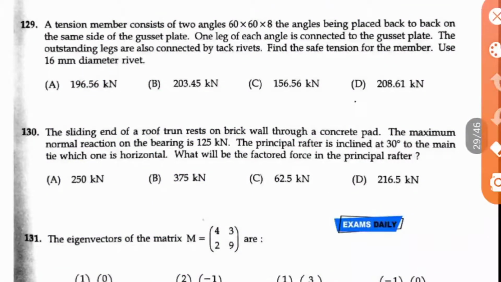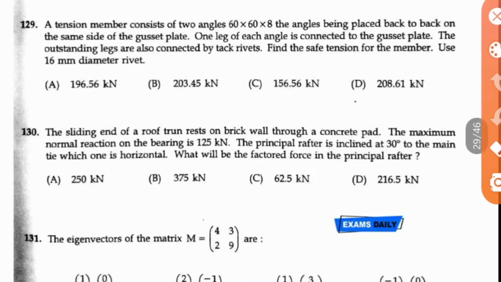Question 130. The sliding end of a roof truss rests on a brick wall through a concrete pad. The maximum normal reaction at the bearing is 125 kilonewton. The principal rafter is inclined at 30 degrees to the main tie, which is horizontal. What will be the factored force in the principal rafter? So you may think the question is very difficult, but if you know the components of these things and where they have to be placed, only a simple technique is used here to find the answer.